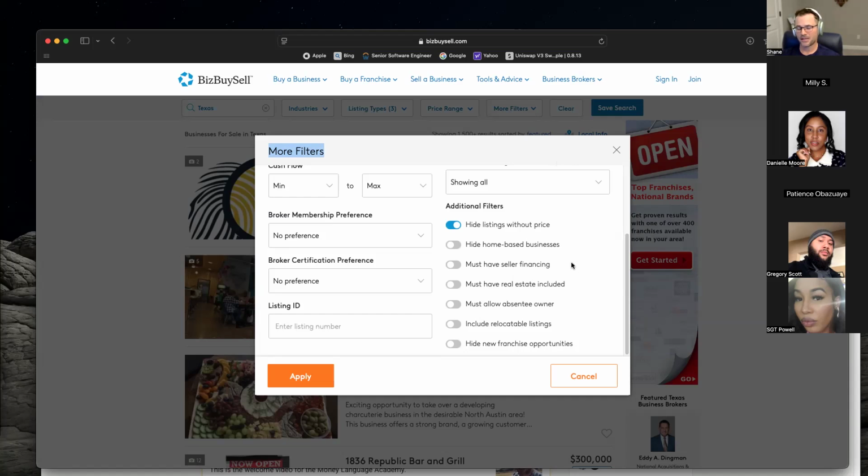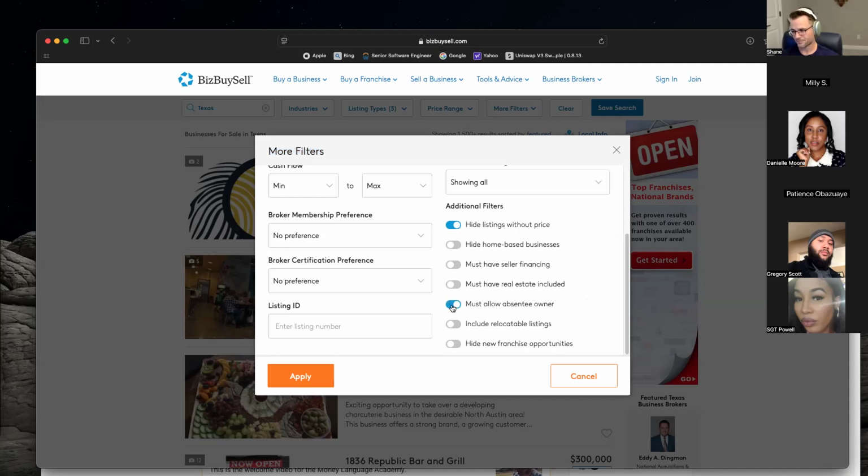I don't click the must-have seller financing because some owners might not say it at the beginning, but you can talk them into it if that's your thing. You build a rapport and you come with a good deal and you make it make sense to them and you can still get the seller financing. I don't click the must have real estate included either. If it does, okay.